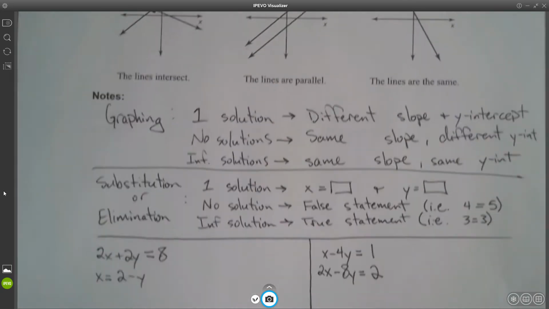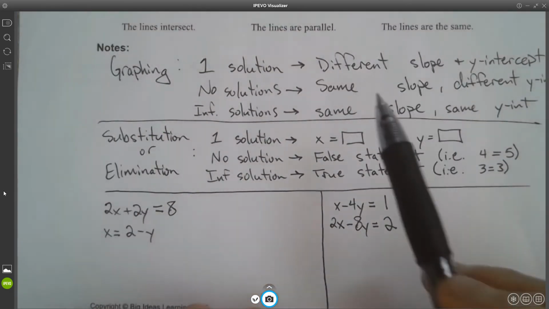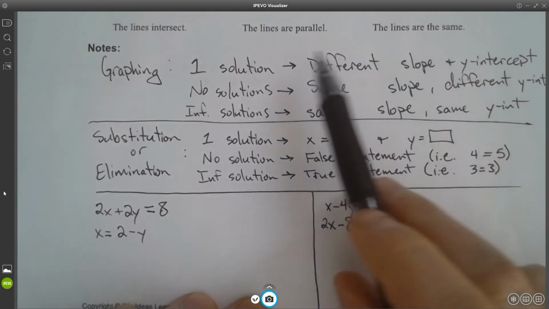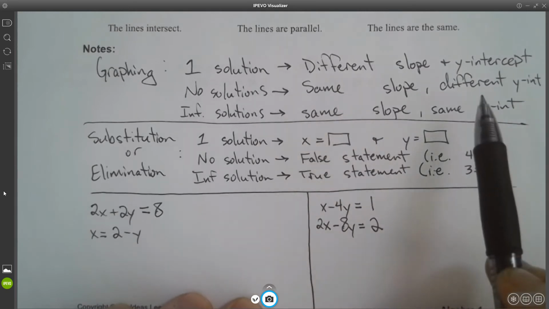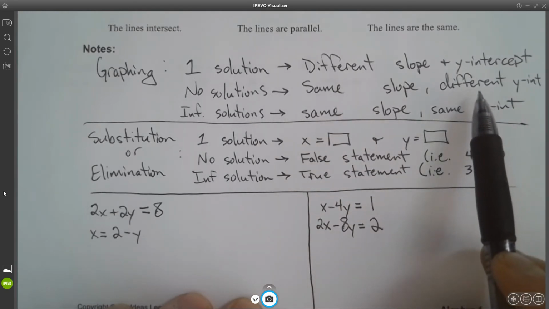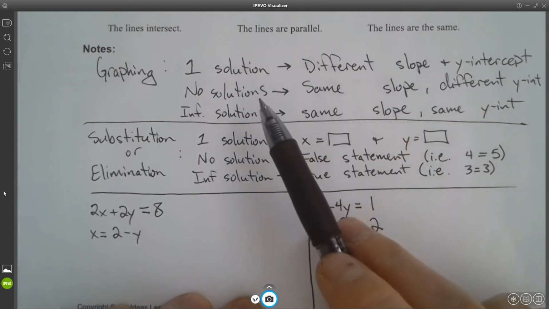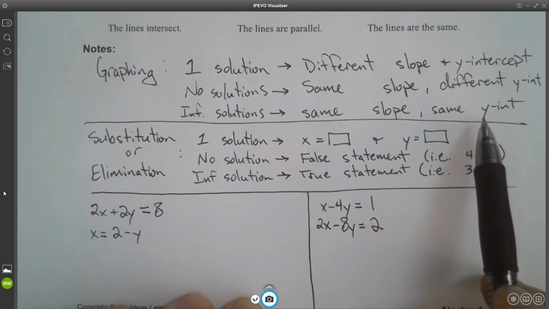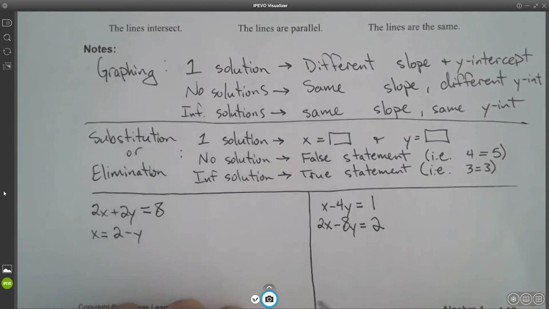When you're solving systems by graphing, if you have a different slope and a different y-intercept, those are lines that intersect, so they have one solution. If the lines have the same slope and a different y-intercept, that means that they're parallel and not overlapping, so there's no solutions. And if the slope and y-intercept are the same, then that means that the lines are overlapping and there are infinite solutions.